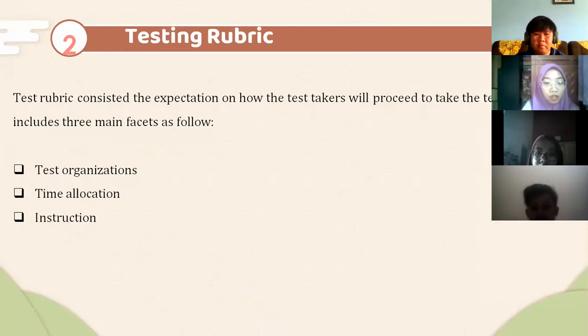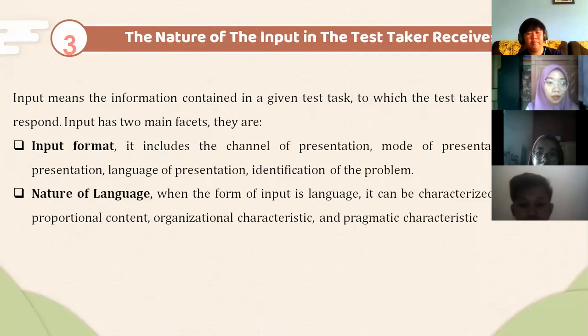This instruction includes the language used in the instructions, whether it is clear enough or brief enough, or we need to make it brief and clear rather than too short without explanation. And it also includes the channel, specification of procedures and tasks, and also explicit inclusion of criteria for correctness. Next slide, please, Bang Adit.